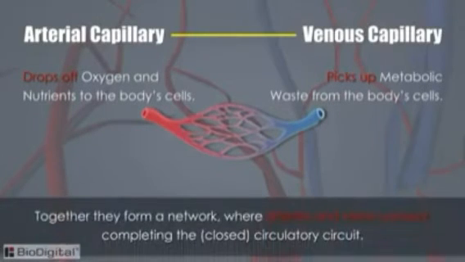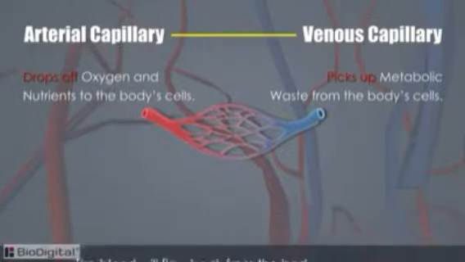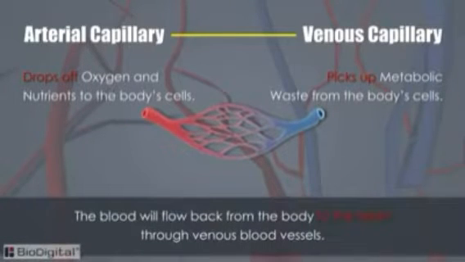Together they form a network where arteries and veins connect, completing the closed circulatory circuit. The blood flow from the venous capillaries will flow back from the body to the heart through the venous blood vessels.